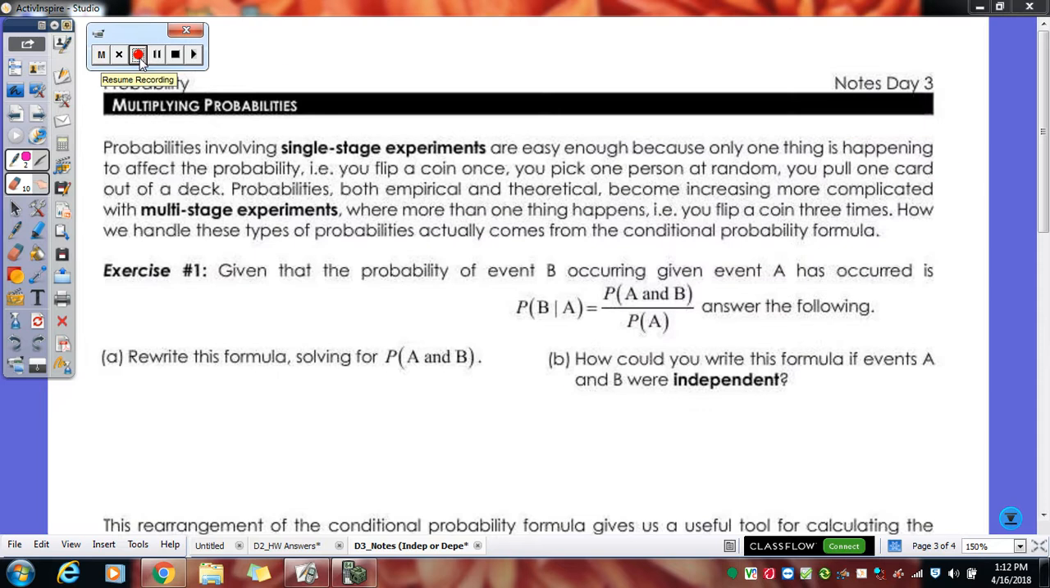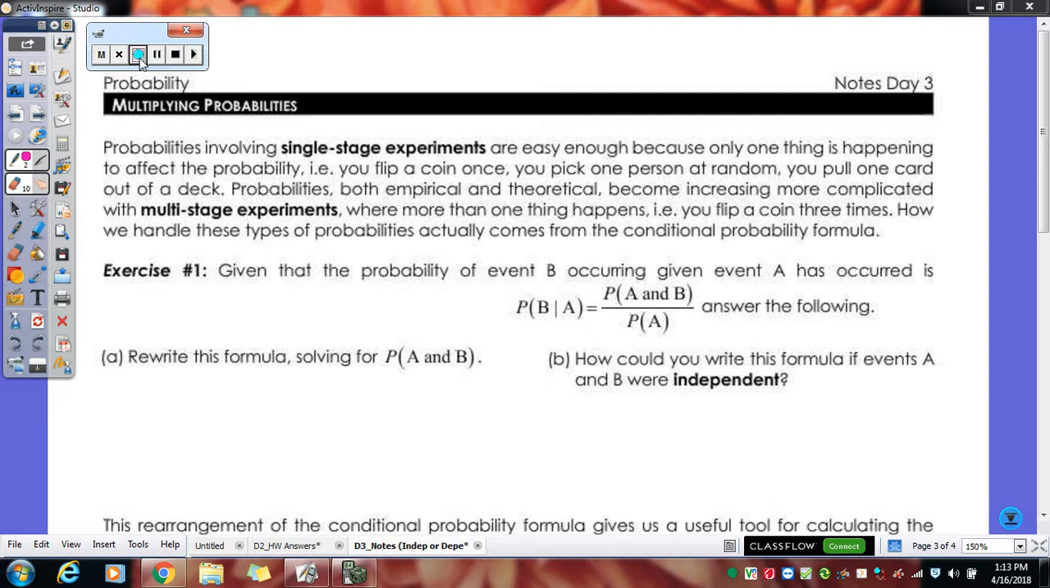So probabilities involving just a single event are pretty easy to figure out. You flip a coin, you pick one person at random, you pull one card from a deck of cards. Those are easy. It's whenever you have to do multiple steps at the same time that they get a little tricky, like flipping a coin 3 times or rolling a die 4 times. Your probabilities are a little trickier.